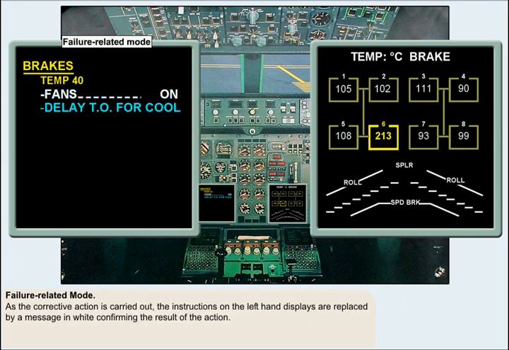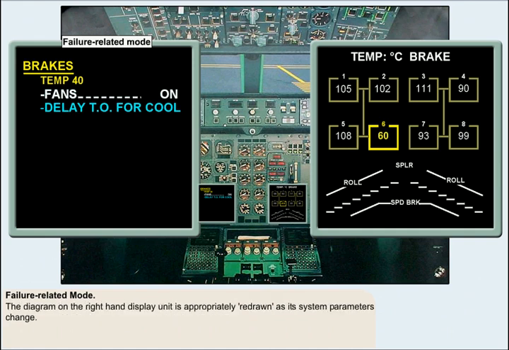As the corrective action is carried out, the instructions on the left-hand display are replaced by a message in white confirming the result of the action. The diagram on the right-hand display unit is appropriately redrawn as its system parameters change.